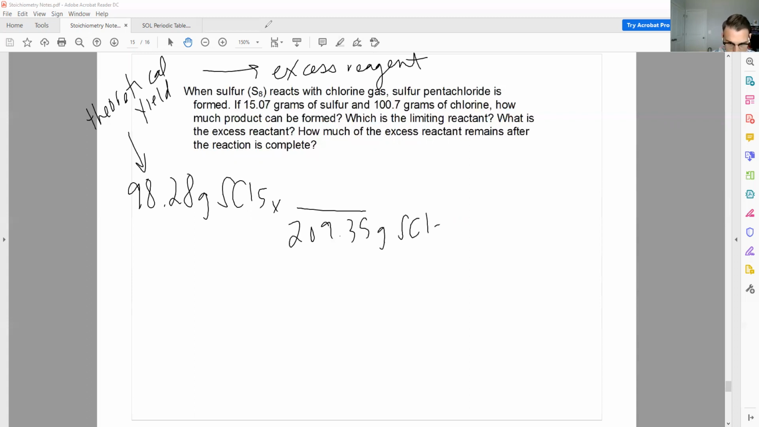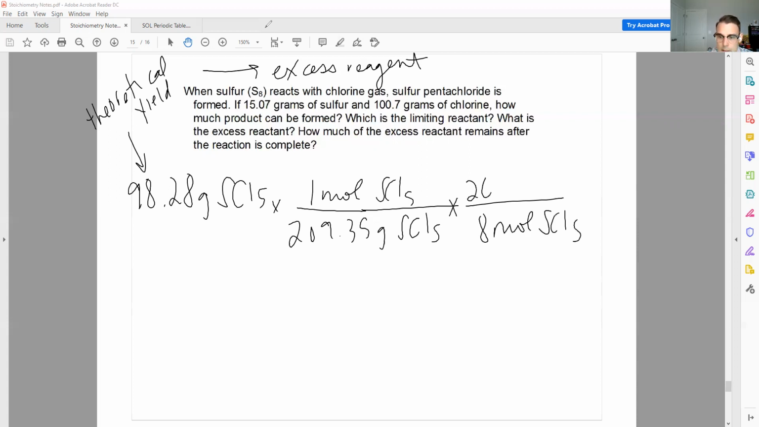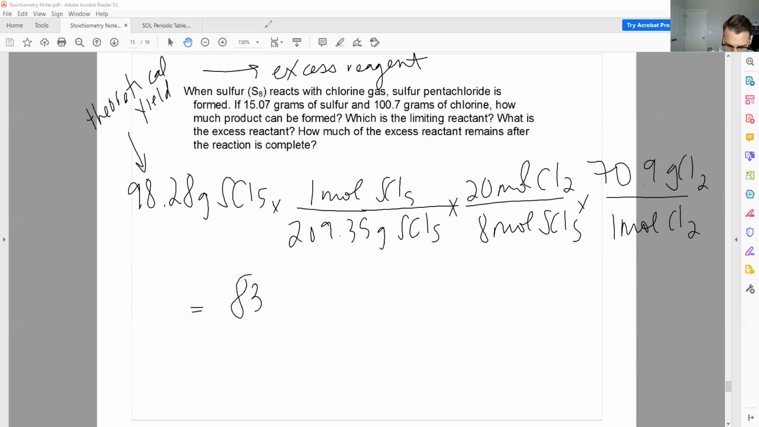209.35 grams SCl5, 1 mole SCl5. So it's 8 moles SCl5 to 20 moles of chlorine, because that was our excess. And then we turn it into grams. What does this give me? This gives me 83.21 grams of chlorine. That is how much was used, okay? It takes 83.21 grams of chlorine to make our theoretical yield of 98.28 grams.